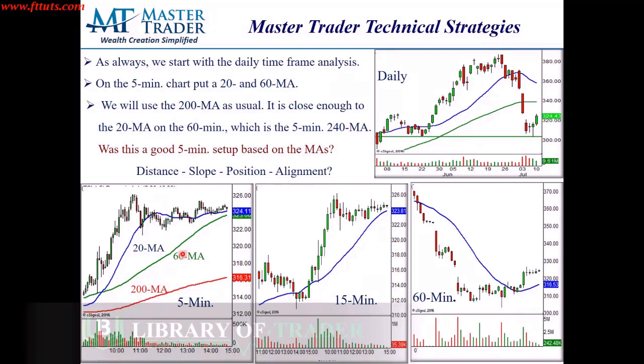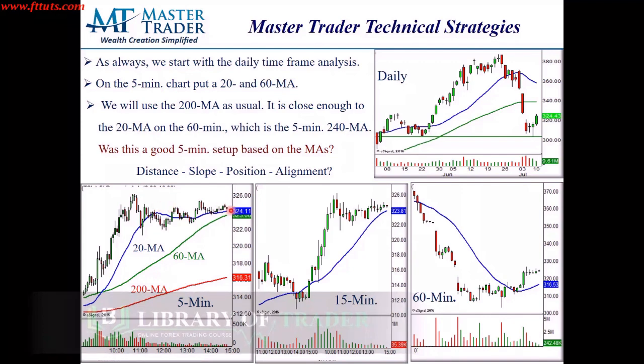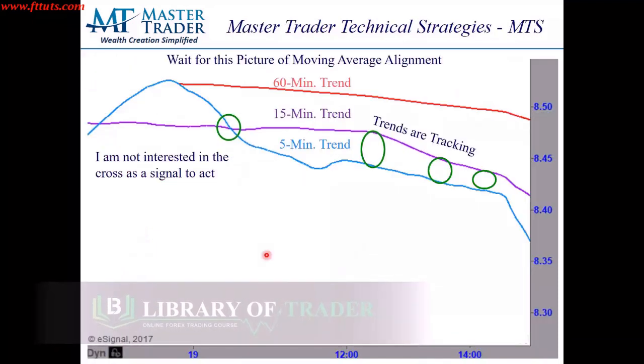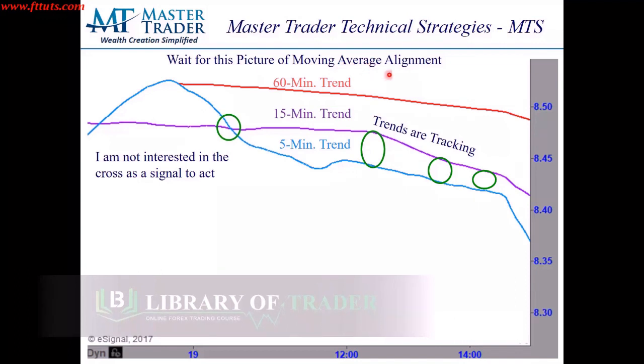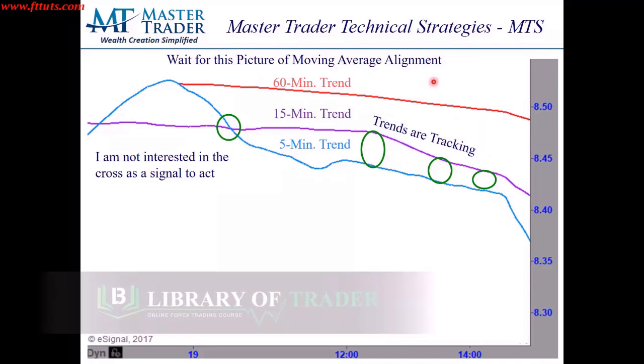But the alignment of these moving averages and the bias from this daily chart tell me that the odds are in the direction of higher. So I can buy pullbacks, I can buy breakouts, I can buy patterns that are in alignment with my bias. Looking at those moving averages, I'm waiting for this picture of moving average alignment on my 5-minute chart.